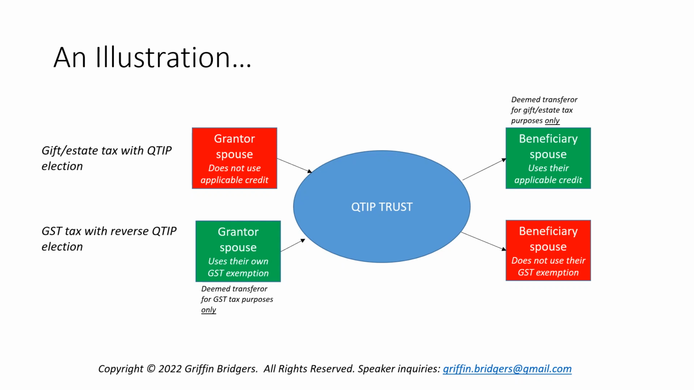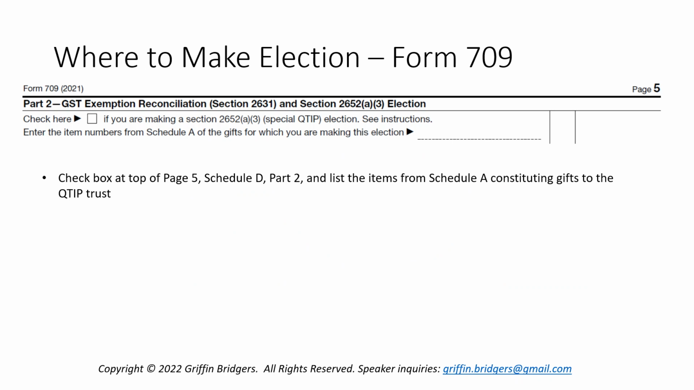So in other words, no matter what, the grantor spouse will be the deemed transferor to the QTIP trust and to any future skip persons for GST tax purposes only. So hopefully that kind of helps you break it down. So the big question is, when you're reporting this, you can report it on either a gift tax return, Form 709, or on the estate tax return, Form 706. Wherever you're making the QTIP election is where you're also going to make the reverse QTIP election.